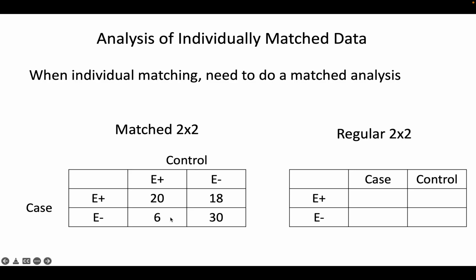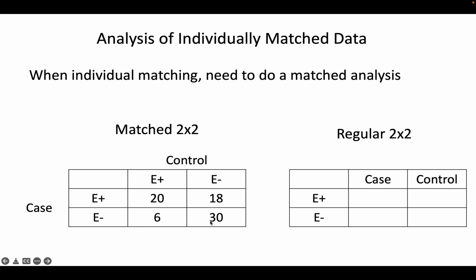And it's these discordant pairs that are more useful. I just want to make it clear: 20 plus 18 plus 6 plus 30, so there's 74 values, but these are all pairs, so that means that there's 148 people in the study. I just wanted to make that a little clearer.